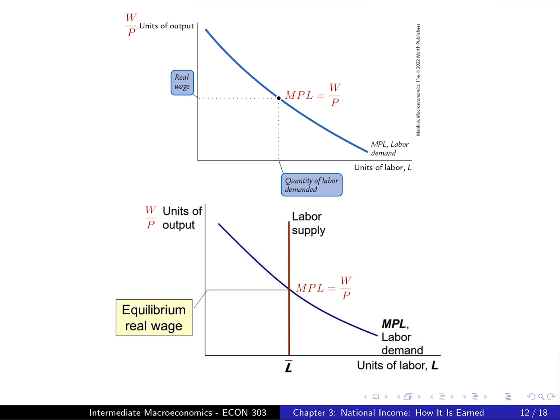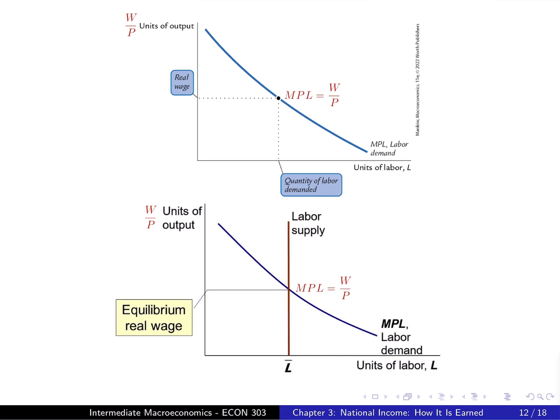As more workers are hired, the additional output each one contributes falls. The firm hires labor up to the point where MPL equals W over P. At this point, the real wage equals the value of the marginal product of labor, and we determine the quantity of labor demanded.